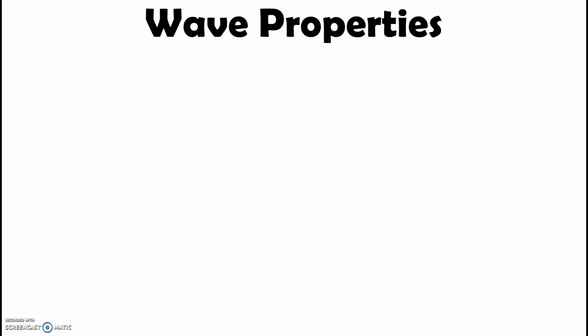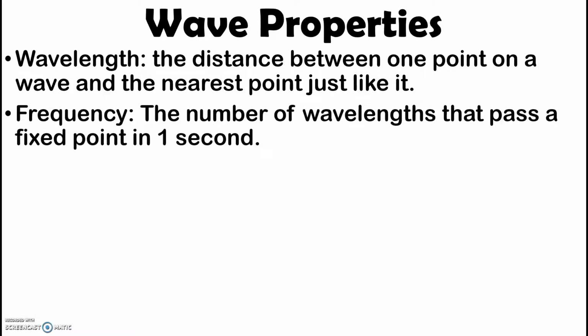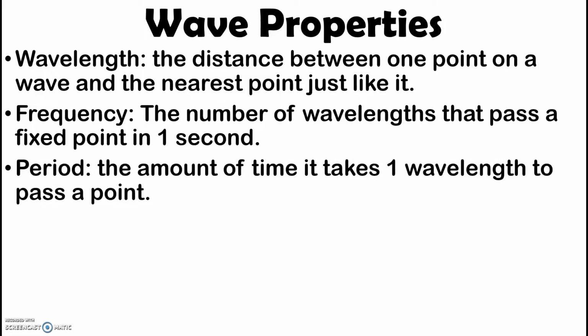Some more properties: the wavelength. A wavelength is the distance between one point on a wave and the nearest point just like it. Frequency is how many wavelengths pass a point in 1 second. And a period is how long it takes for one wavelength to pass a point.